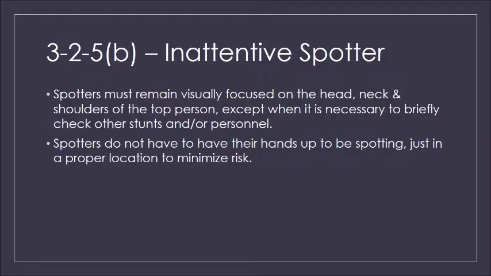Rule 325B involves inattentive spotters. This rule requires spotters maintain visual focus on the head, neck, and shoulders of the top person, except when it's necessary to briefly check other stunts or personnel. Spotters do not have to have their hands up to be spotting, just in a proper location to minimize risk. Let's take a look at a video example.